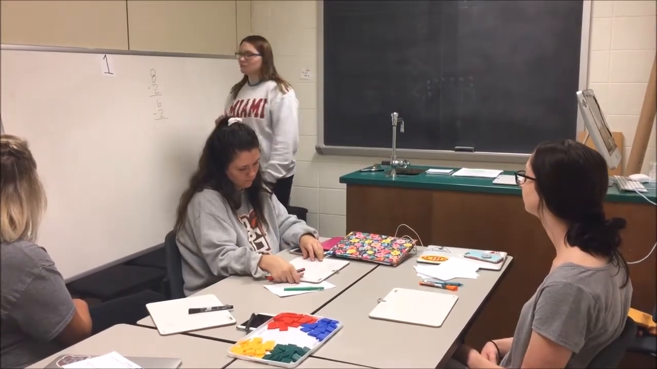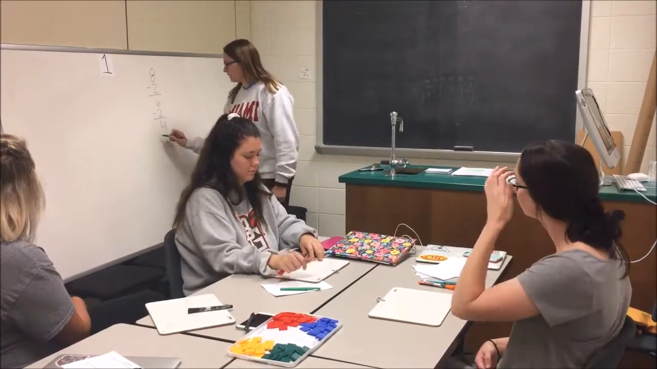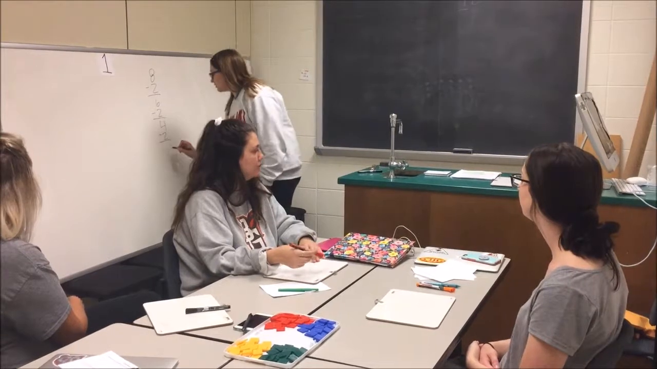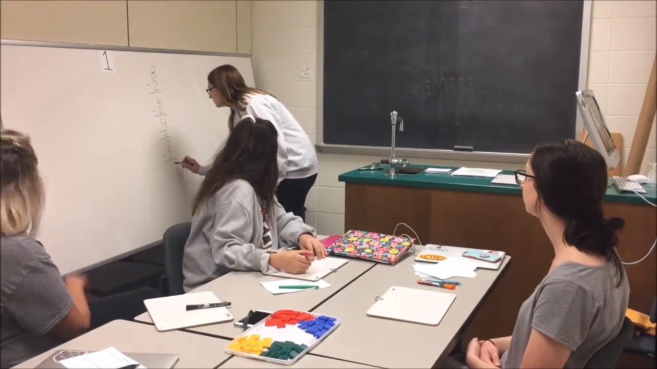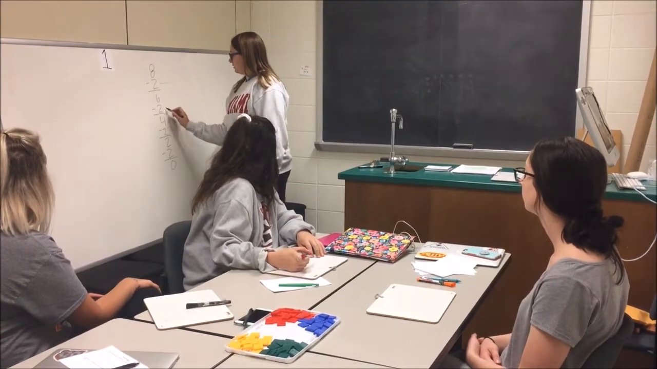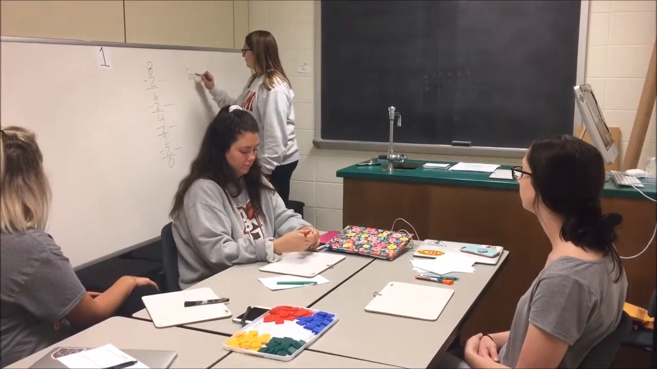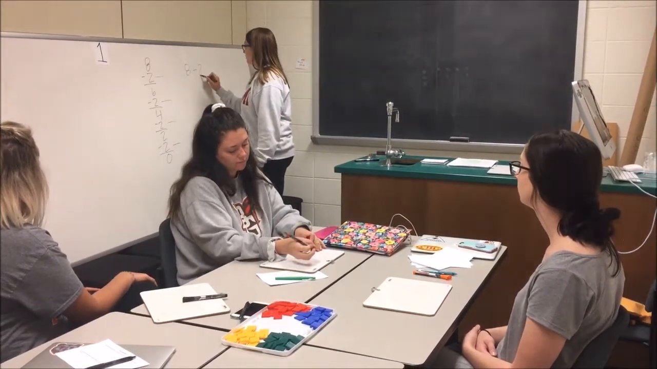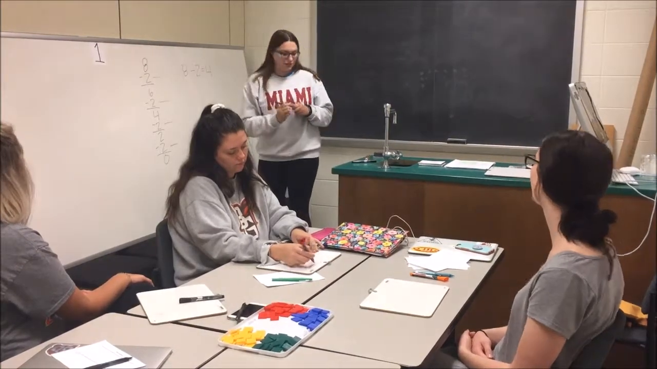So what's 6 minus 2? 4. What's 4 minus 2? 2. What's 2 minus 2? 0. So how many times we took 2 away? 4. So 8 divided by 2 equals 4. Wow. Nice job, guys.